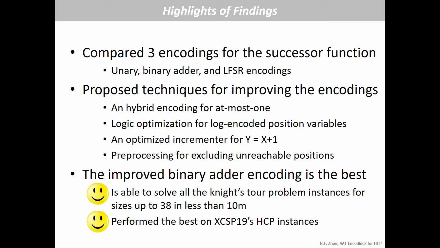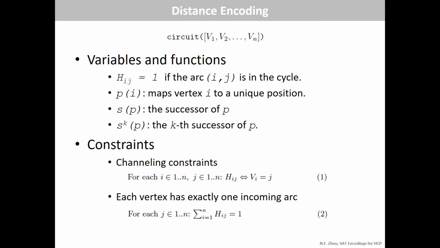So our study finds out that the improved binary encoding is the best. It is able to solve all the Knight's-Tour problem instances for some sizes that had been unreachable for set solvers, and it also performed the best on the HCP instances used in the XCSP competition. All right, now let me talk about the details of this research.